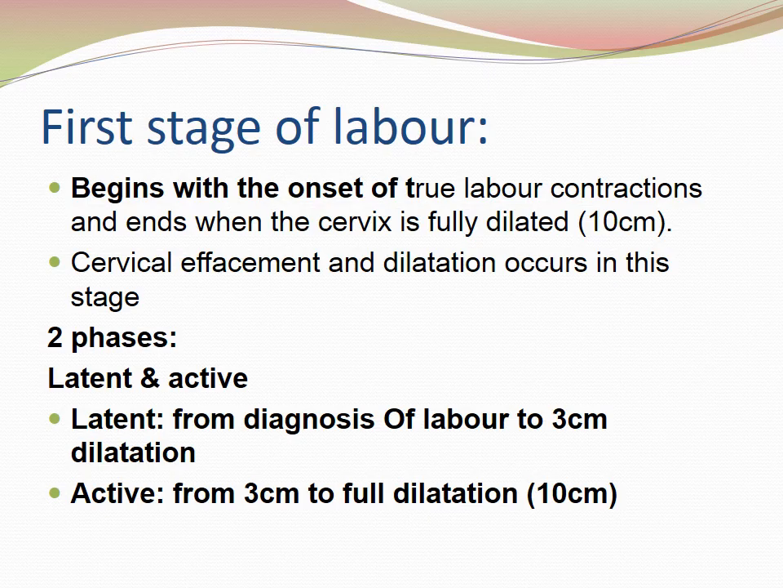There are 3 stages of labor. The first stage of labor begins with the onset of true labor contractions and ends when the cervix is fully dilated, that is 10 centimeters. Cervical effacement and dilatation occur in this stage. We can further divide the first stage of labor into 2 phases, the latent phase and the active phase. From the diagnosis of labor to 3 centimeter dilatation is called the latent phase, and the active phase of the first stage is from 3 centimeters to full dilatation of the cervix.